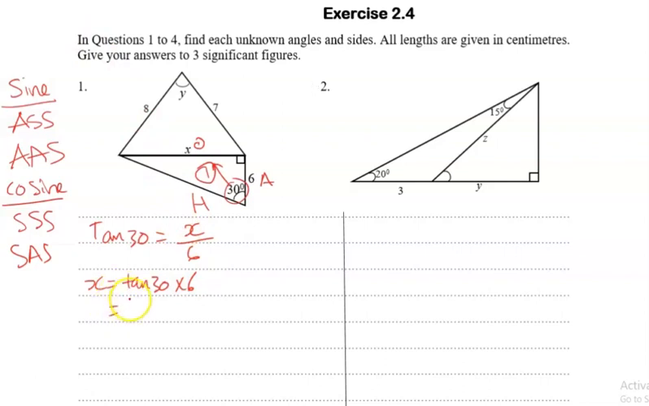Pop it into the calculator and you're going to get 3.464101615. Now the question says give your answers to 3 significant figures. The reason why I wrote the full value first is because I'm going to have to use this value again when working out the value of y. So let's round it to 3 significant figures. That's going to be 3.46 centimeters.